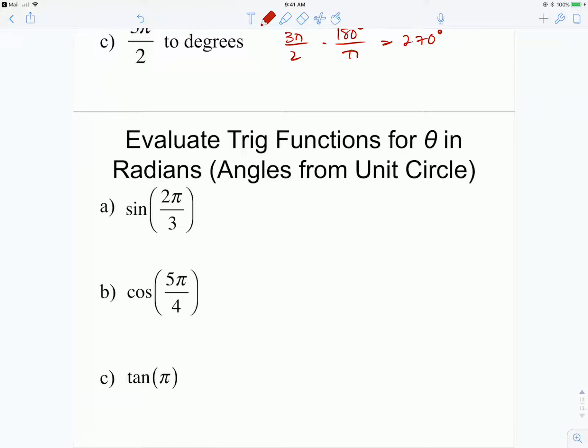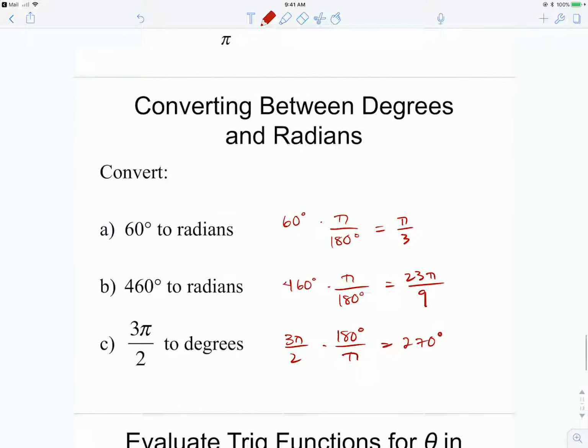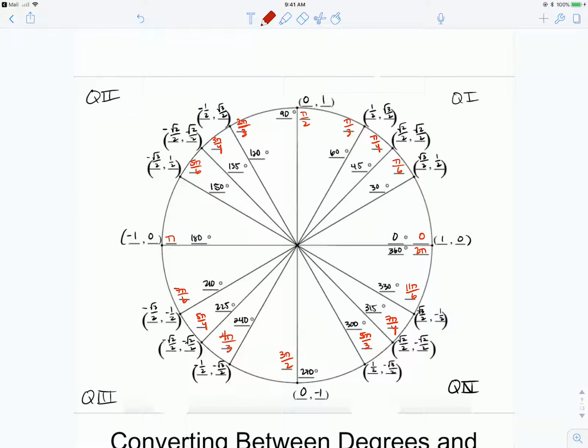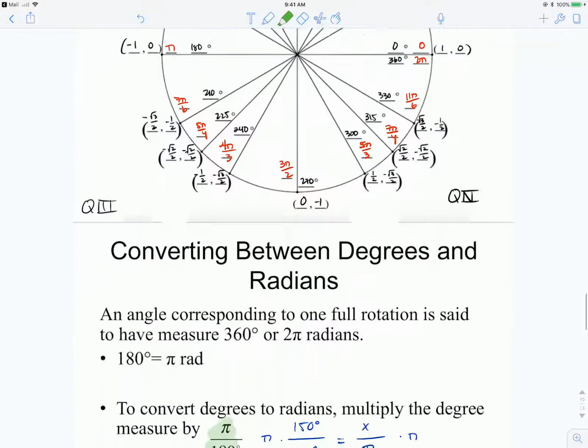And then to evaluate the trig functions for theta in radians, again using our unit circle, for sine of 2 pi over 3, we can go to our unit circle and look at the angle 2 pi over 3, and then the y value. So sine of 2 pi over 3 is equal to root 3 over 2.